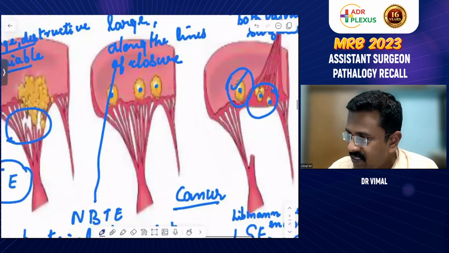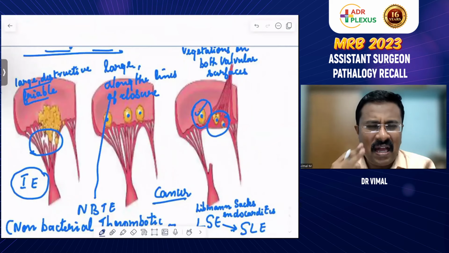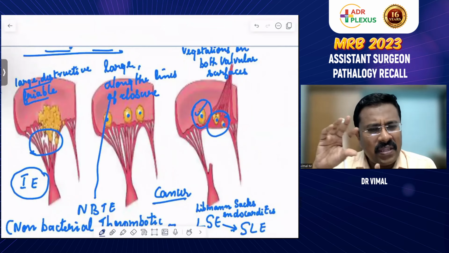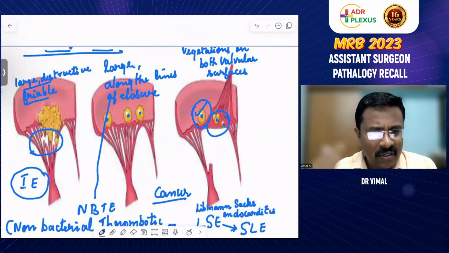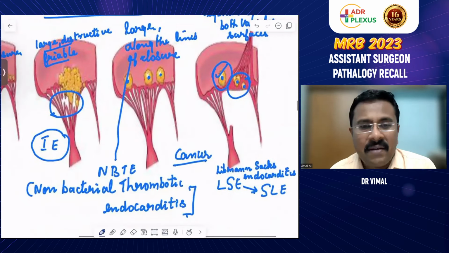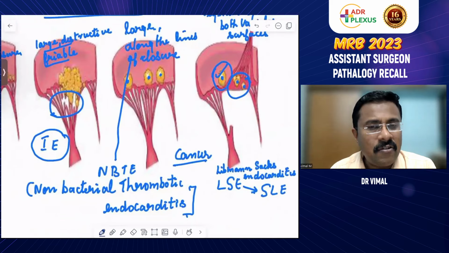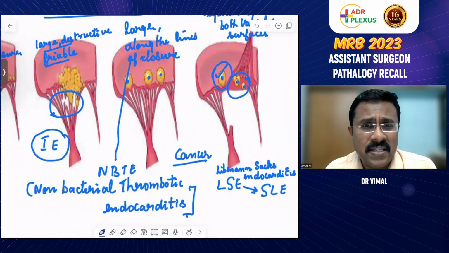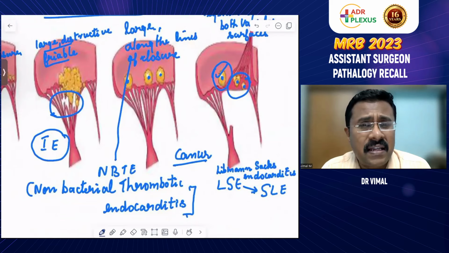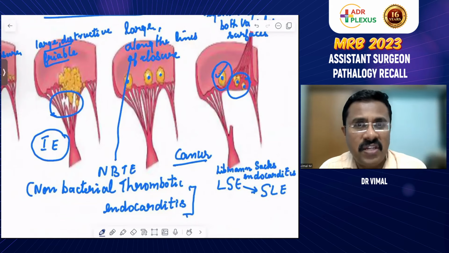And see here, guys, large vegetations along the line of closure tell you that this will be NBTE, that is non-bacterial thrombotic endocarditis, which is also called marantic endocarditis, which can occur in cancer and hypercoagulable conditions. So there you can get large vegetations along the line of closure.